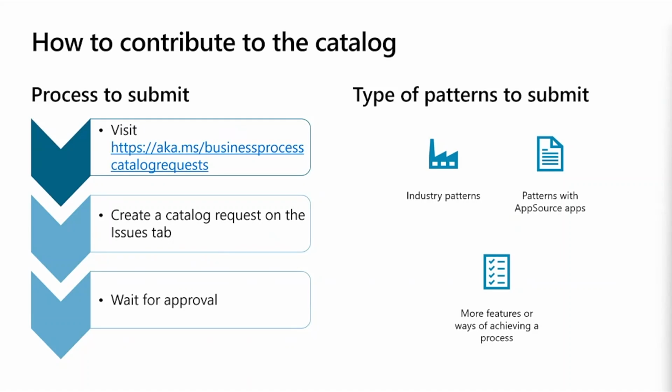Other examples of patterns that you might submit are when there's more features or a different way of achieving a specific process. And those could even be things like a country or region code that changes the way the functionality works in the software, as an example.